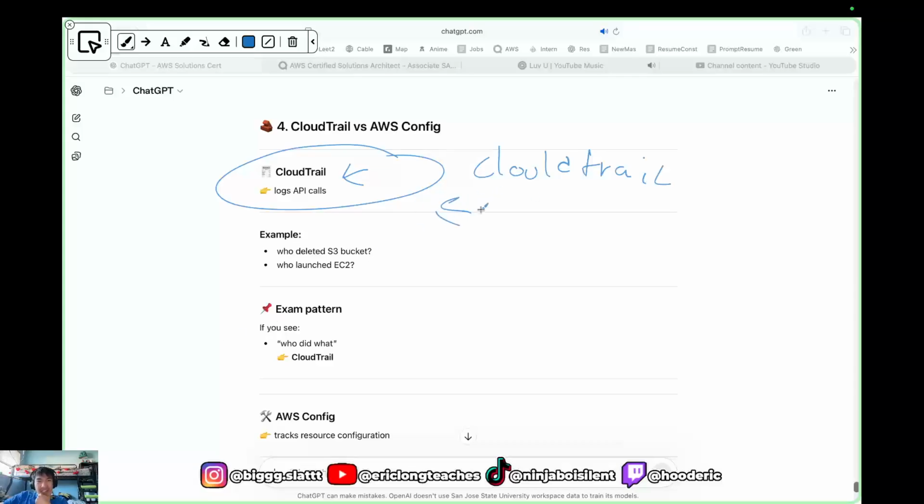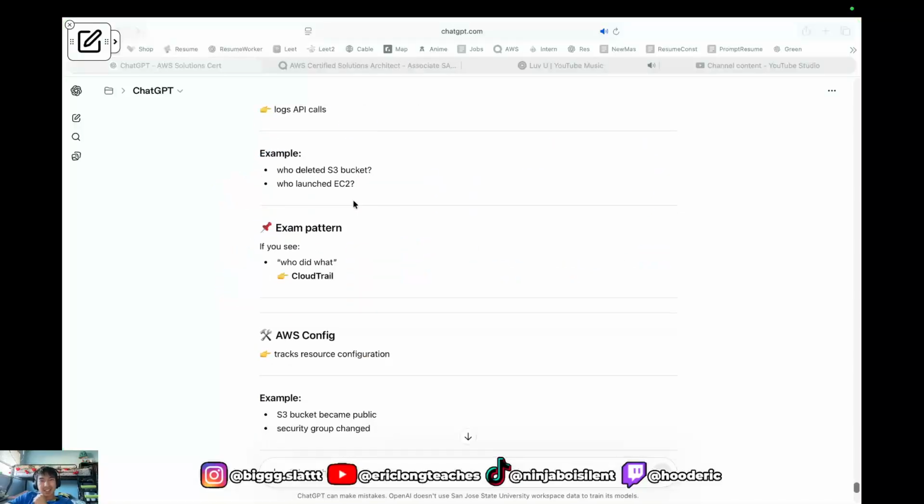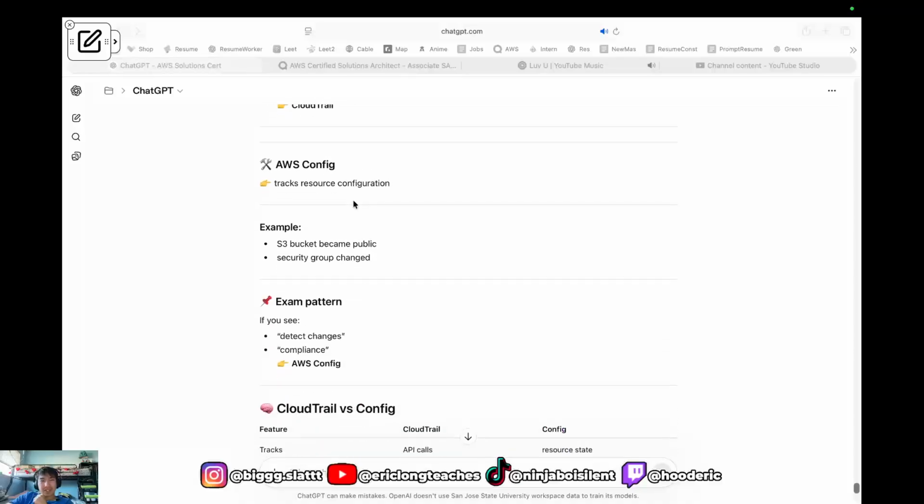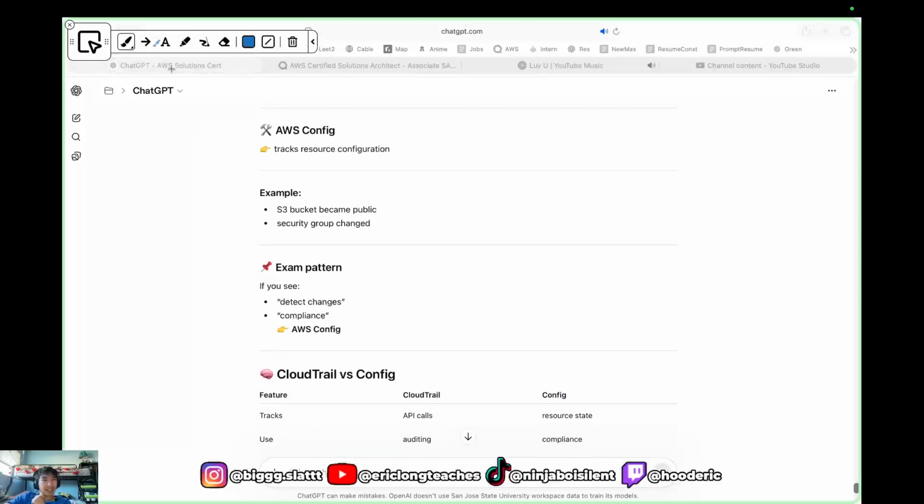Alright, so CloudTrail just logs API calls, so you could monitor whatever activity is happening on your server. So we could see who deleted your S3 bucket and who launched the EC2. So it's kind of just like a logging system. CloudTrail is so you could see the trail that someone left behind. It's nicely named.